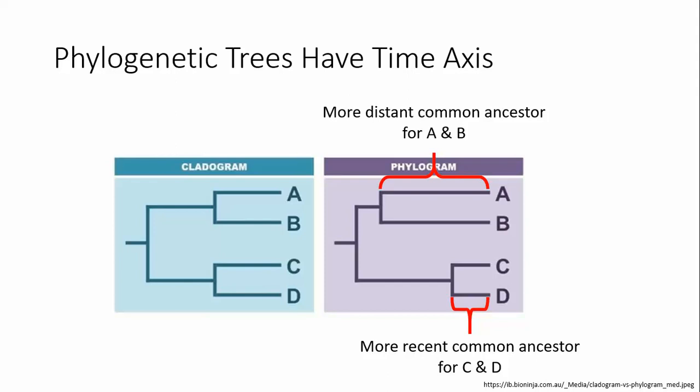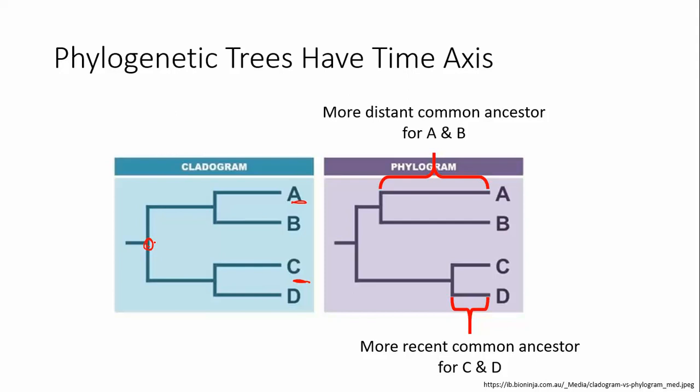You can get the idea from both of these that A is more closely related to B, and C is more closely related to D, because they share the more recent common ancestor. Whereas if you're trying to look between species A and species C, they have another common ancestor even farther back, so they're probably less closely related.